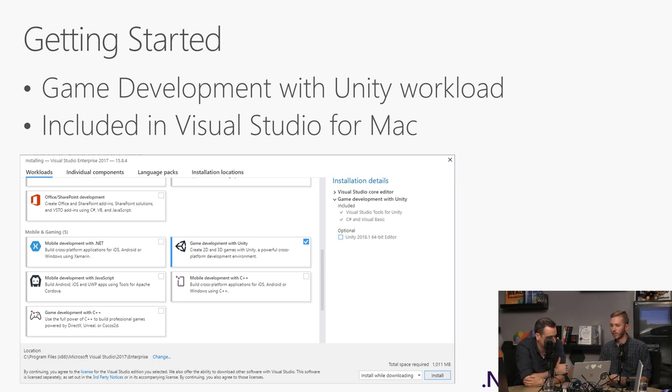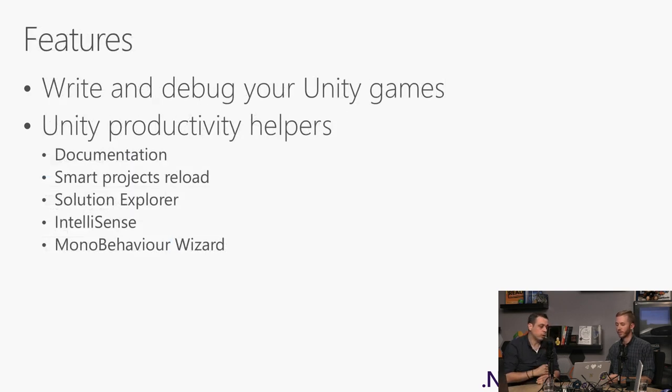Okay, awesome. All right, so maybe you can tell me about what are some of the features that we include in Visual Studio. Sure. What we're trying to achieve with the Visual Studio tools for Unity is to make sure that you can reuse all the skills and knowledge that you built of Visual Studio to write and debug your game. And we're trying to make the experience as smooth as possible so that you have no interruption.